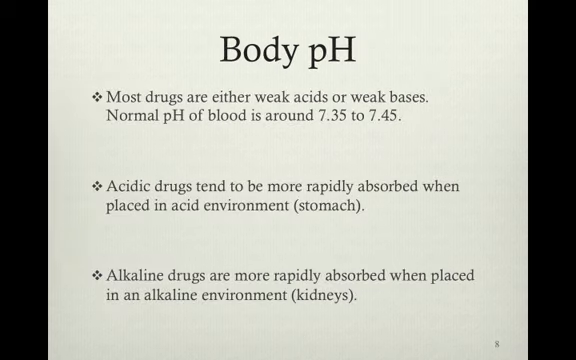Body pH. Your body only works at a pH, or a hydrogen ion concentration, of 7.35 to 7.45. Acidic drugs tend to be more rapidly absorbed when they are placed in an acidic environment. An example of this would be the stomach. And alkaline drugs are more rapidly absorbed when they are placed in an alkaline environment. An example of this would be the kidneys.